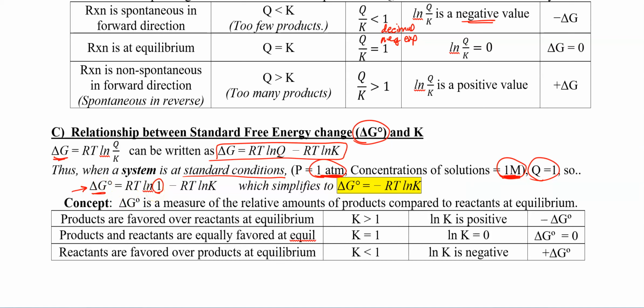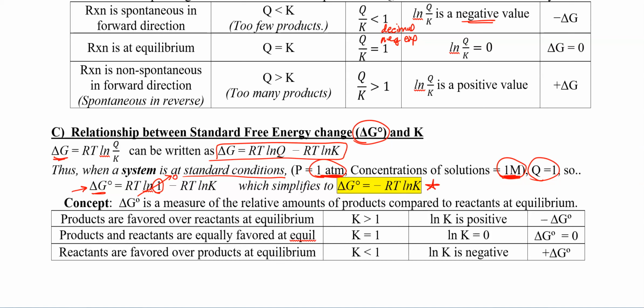And so when you solve this now, the ln of 1 is equal to 0, right? So this whole term is going to go to 0. And so what that means is the delta G naught is equal to negative RT ln of K. And that's our new equation here. We're going to use this equation all the time to be able to go between K and delta G naught.